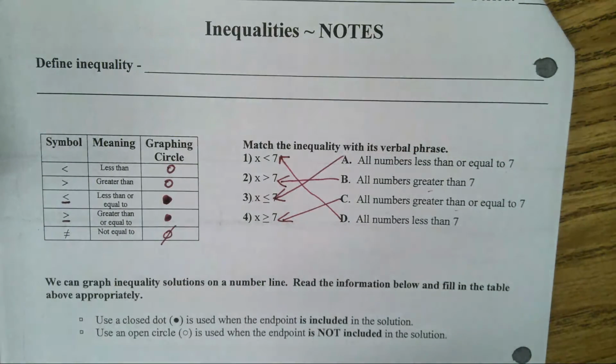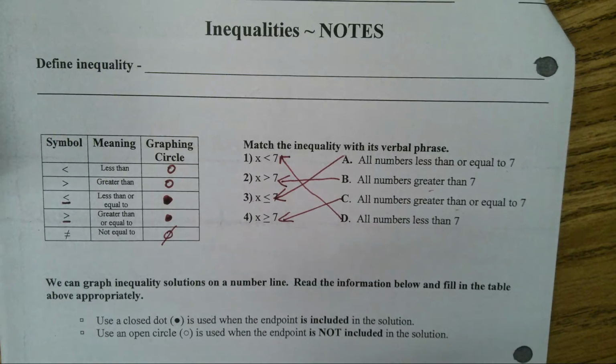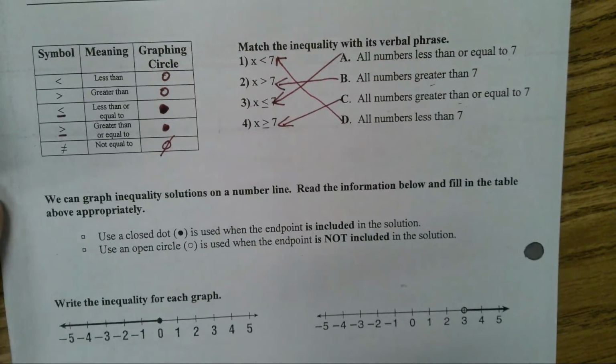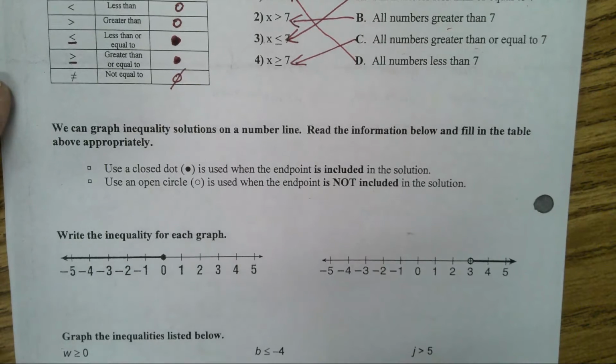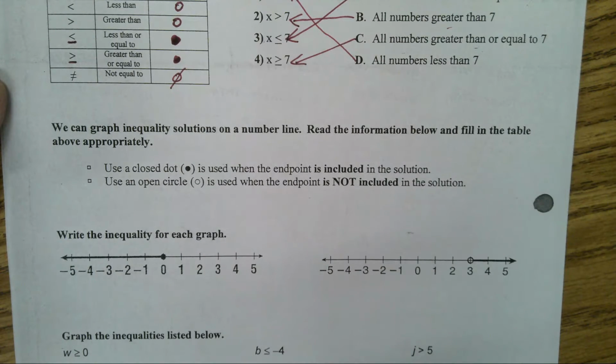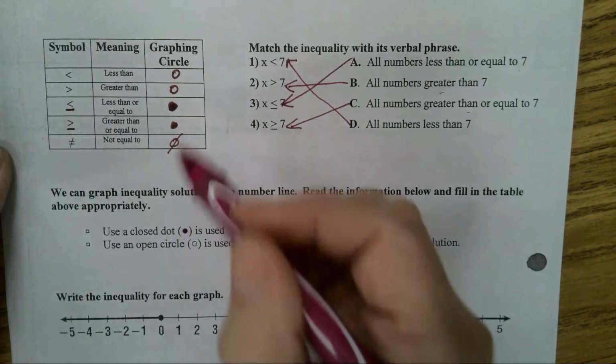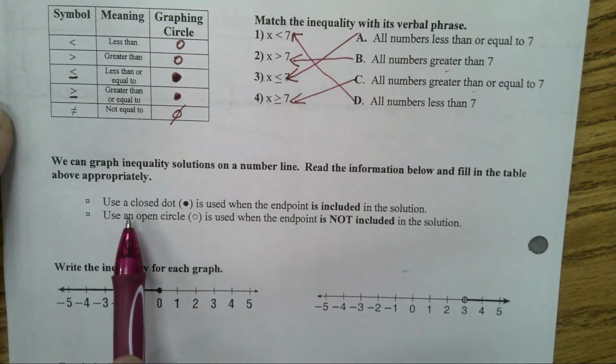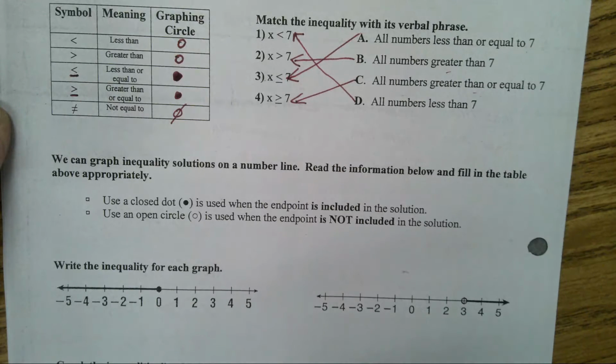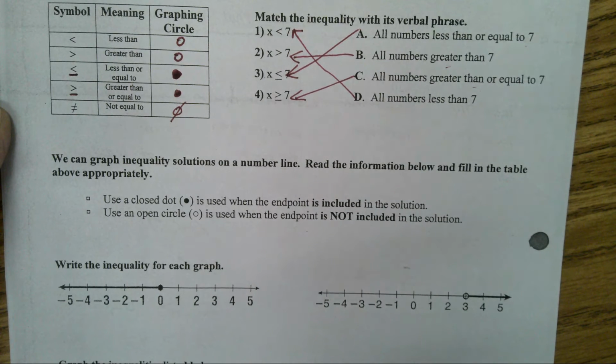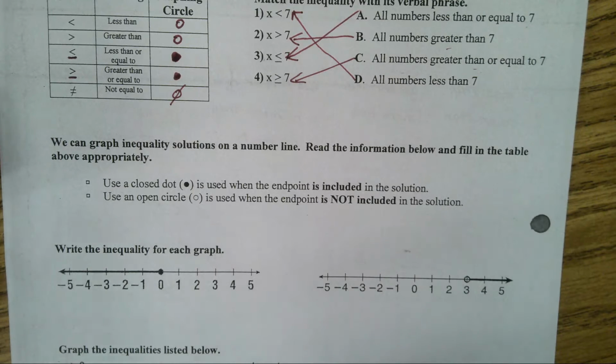Any questions on how to do that? You're familiar with that. Have you had this before? Okay. Some of you might not have. I just wanted to go through this before we started in our 7th grade level. Now, it says we can graph inequality solutions on a number line. Read the information below and fill in the table above appropriately. Well, we've already filled in the table. Use a closed dot when the endpoint is included in the solution. Use an open circle when the endpoint is not included in the solution.